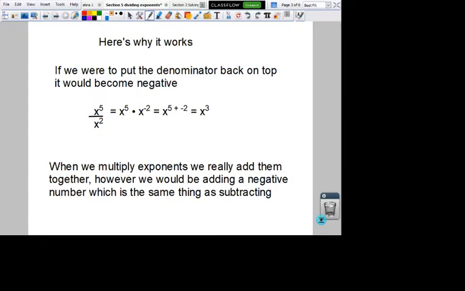So just a real quick thing to see why this works. You know how when we flip a negative exponent, it changes into a positive? We could actually go backwards. If I were to have x to the 5 over x squared, and I put this x squared up top, it changes into a negative 2. And then I'd add them together, but if I'm plussing a negative, I'm really minusing. So it's basically the same thing like before, but instead of flipping, we're just going to do this.